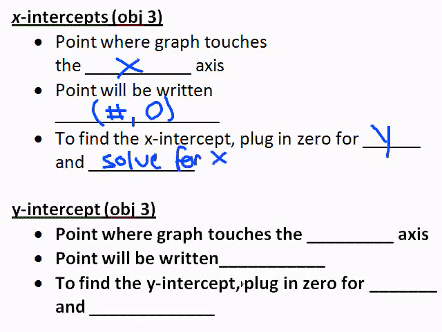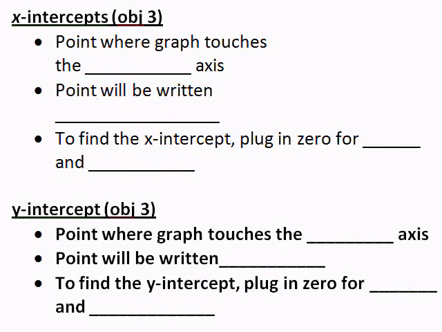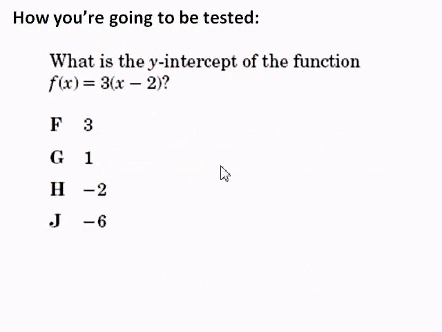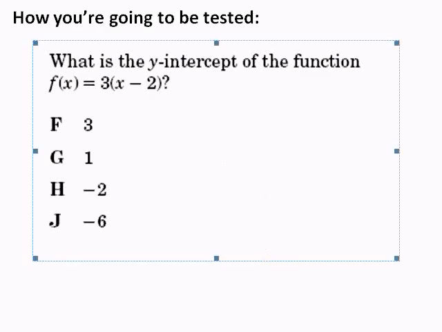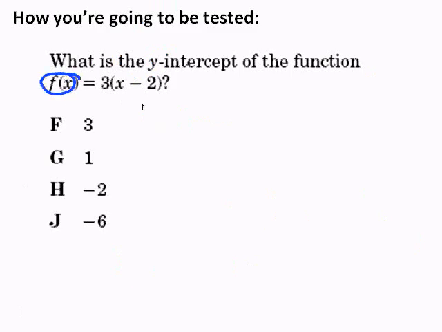Now, the y-intercept is the point where the graph touches the y-axis. The point will be written 0, comma, some number. To find the y-intercept, we plug 0 in for x and solve for y. So when you're finding the intercept, you always do the opposite of what it's asking you to do. Based on what we just learned, see if you can find the x and y-axis intercepts, or rather just the y-intercept, of this function. Before we get going too much further, remember that f of x can be treated as if it were just y. So anytime you see f of x, just call it y, and you should be in pretty good shape.